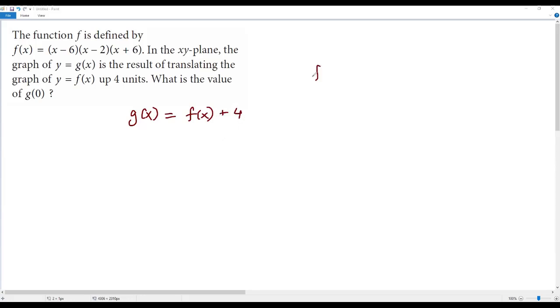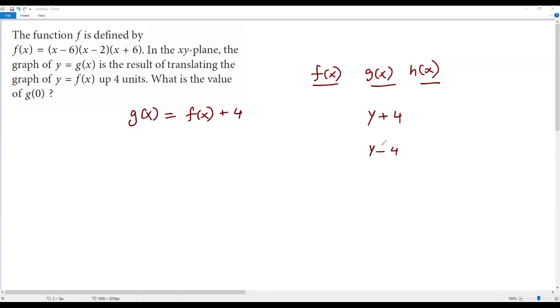Usually, whenever we have a function like f of x or g of x or sometimes h of x, everything represents the y coordinate. I mean, on the xy plane, it represents the y value. So if a graph is translated up by 4 units, it means we increase the value of y by 4 units, that is, we have to add 4 to y. If it is translated down by, for example, 4 units, we have to subtract 4 from y.